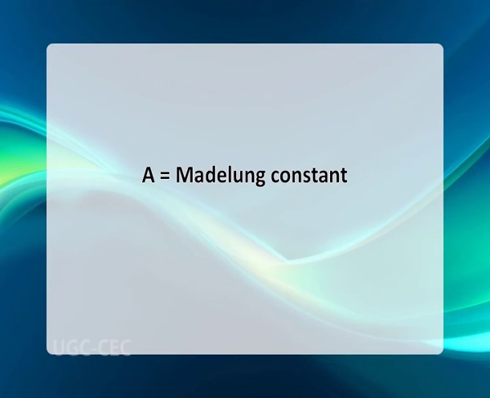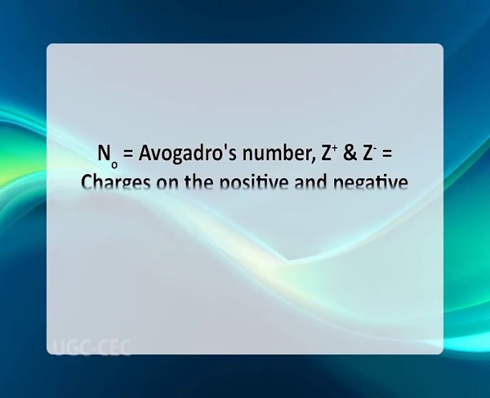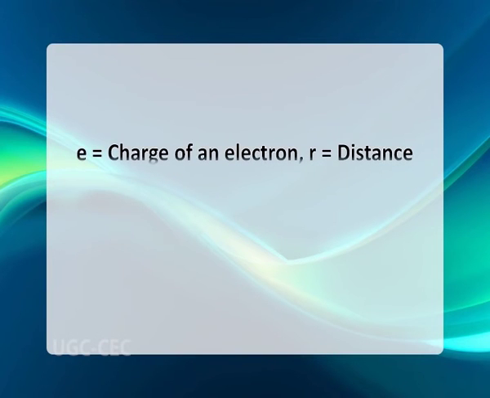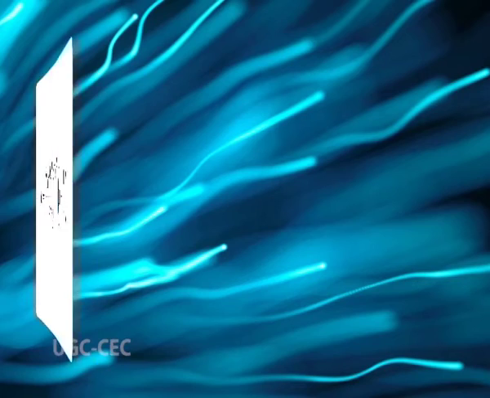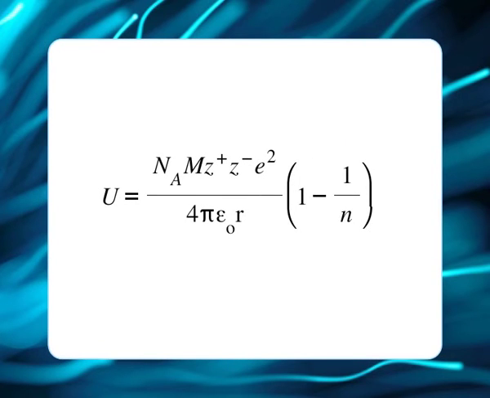In the equation, the various terms can be defined as follows. A is the Madelung constant, which depends on the geometry of the crystal. B is the repulsion coefficient, which depends on the structure and is approximately proportional to the number of nearest neighbors. N0 is Avogadro's number. Z positive and Z negative are the charges on the positive and negative ions. e is the charge of an electron. R is the distance between the oppositely charged ions. n is the Born exponent, a constant which is usually taken as 9.